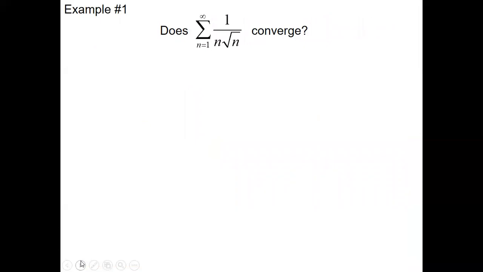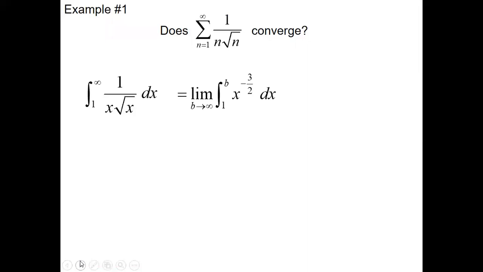All right, so does this series converge? So we're going to check and integrate this because it seems like a function that might be easily integrable. So I'm changing my n's to x's. And I'm going to integrate it from 1, whatever this value of n is, that's my lower limit, up to infinity. And I want to simplify this a little bit with two things here.